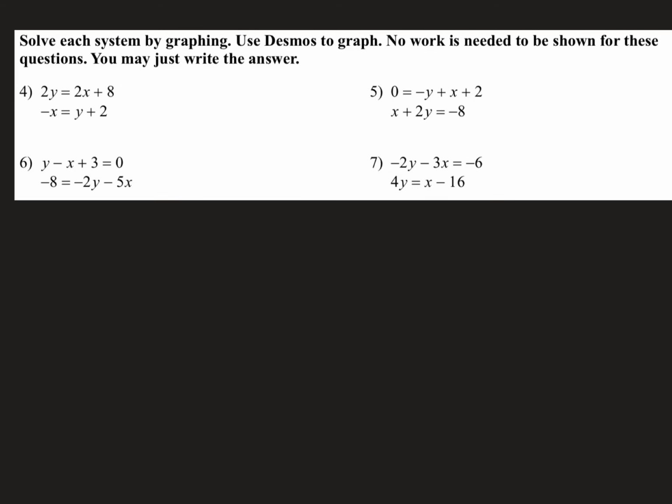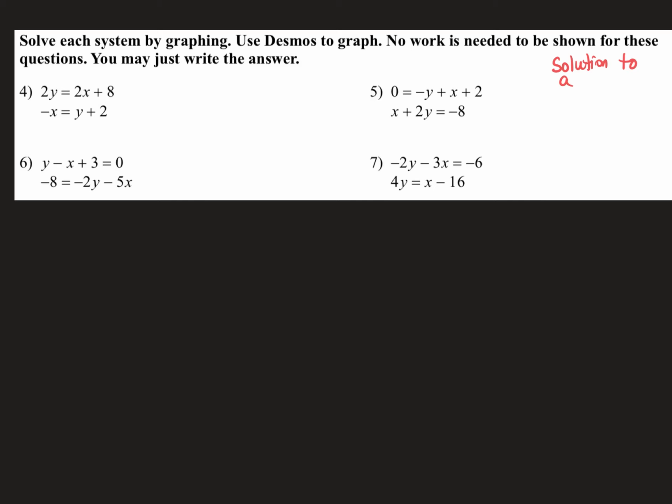Now to add audio back to this slide here, it asks you to solve each system by graphing. So you're going to use Desmos to graph. You do not have to isolate any variables like in other calculators where you have to have y by itself. You can just type it in the way it is written.